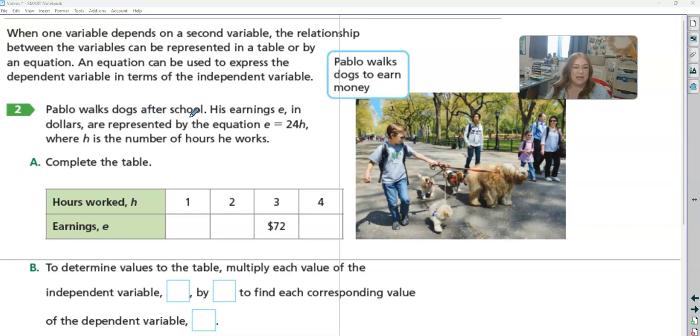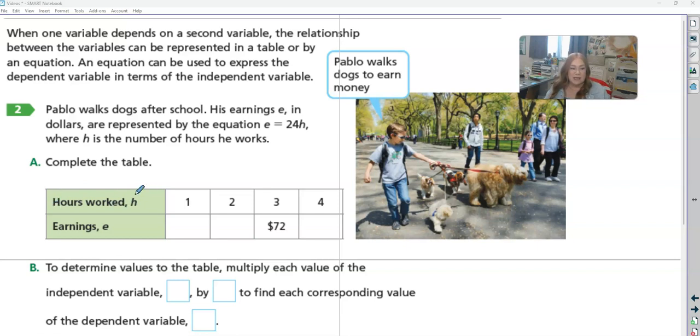Pablo walks dogs after school. His earnings, E, in dollars, are represented by the equation E equals 24H, where H is the number of hours he works. So he gets to pick how many hours he works. If he is really busy one week, maybe he's going to work only 1 hour. But if he has a lot more free time, maybe he's going to work 12 hours that week, right? He gets to determine his hours.